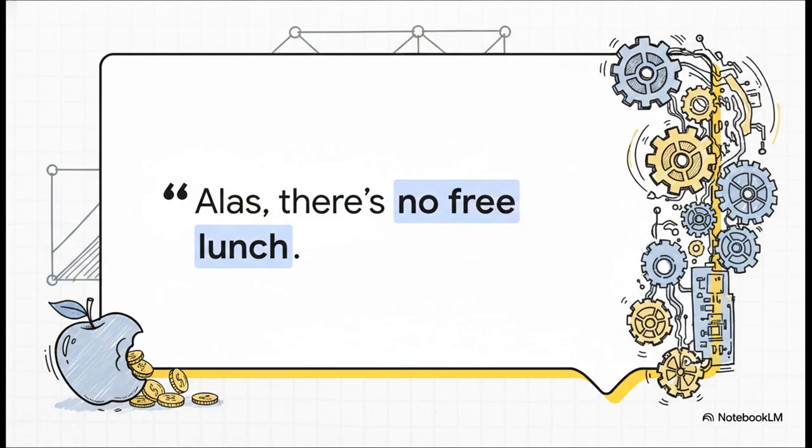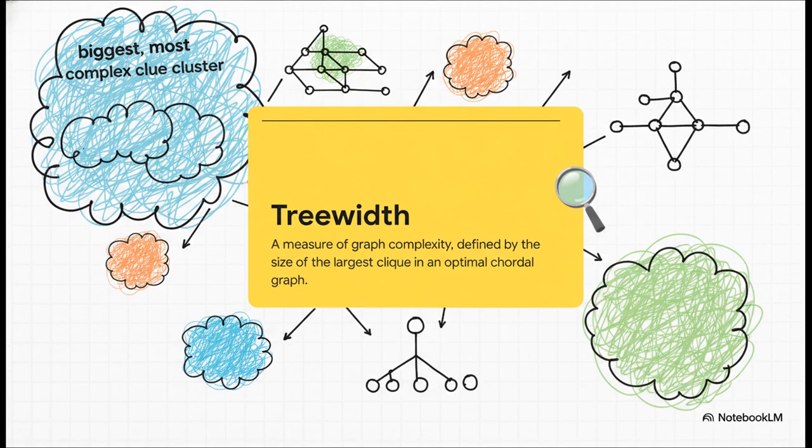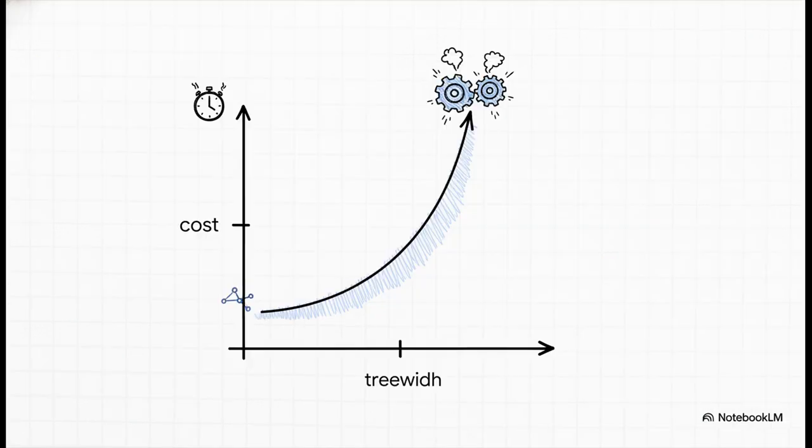But you know what they say, there's no free lunch. And that is especially true here. Getting that perfect, exact answer comes at a cost, and it's a computational one. And that cost has a name. It's called tree width. The easiest way to think about tree width is as a sort of complexity score for your graph. It's basically determined by the size of the single biggest, most complicated evidence cluster that gets formed during the whole process.